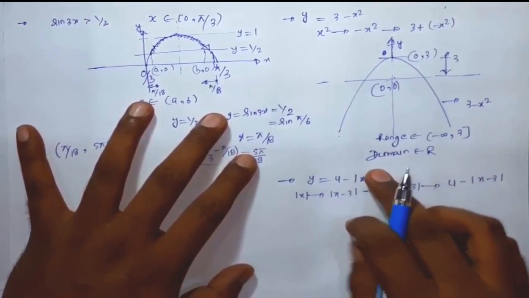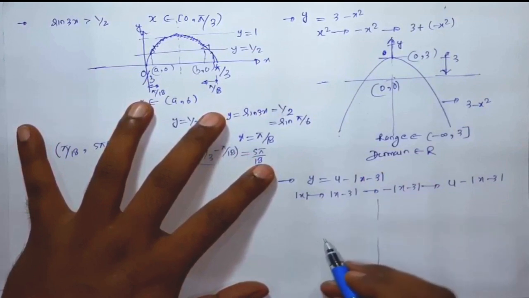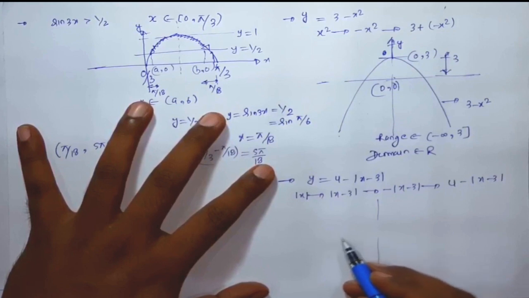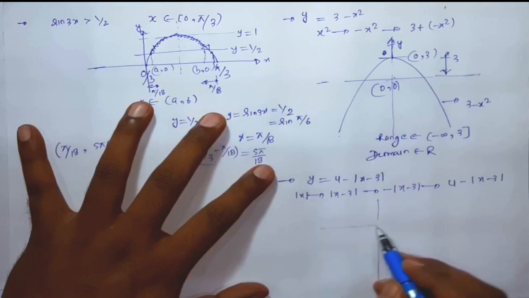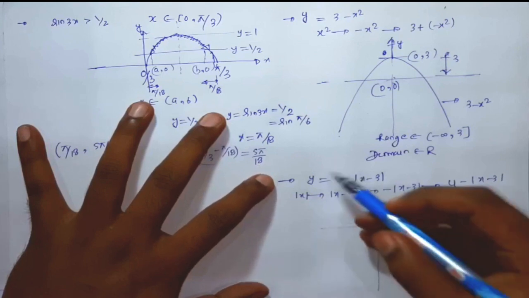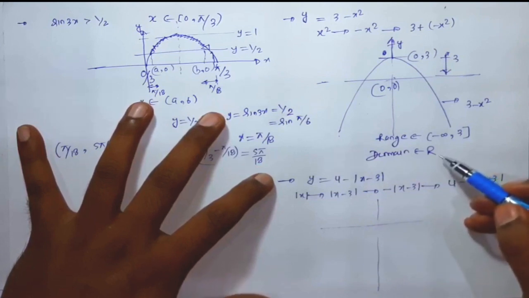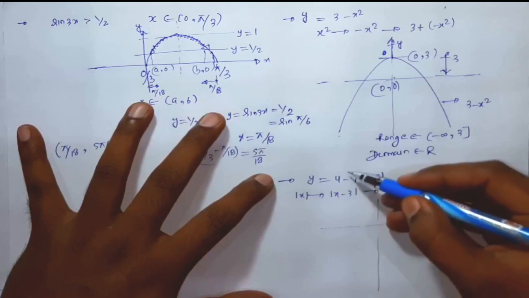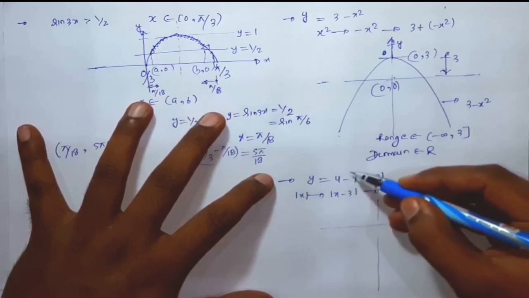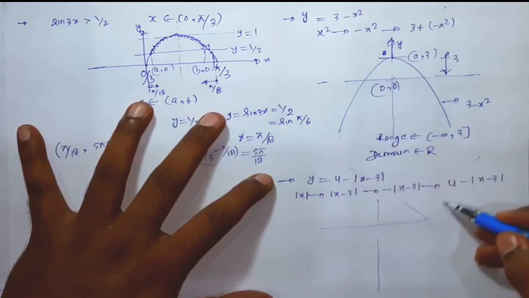Okay, so I am going to draw the graph. First the mod of x graph will be like this. Then for mod of x minus 3, we are going to shift this mod of x by a distance of 3 in the positive x direction. So the graph of mod of x will be like this. This is mod of x minus 3.